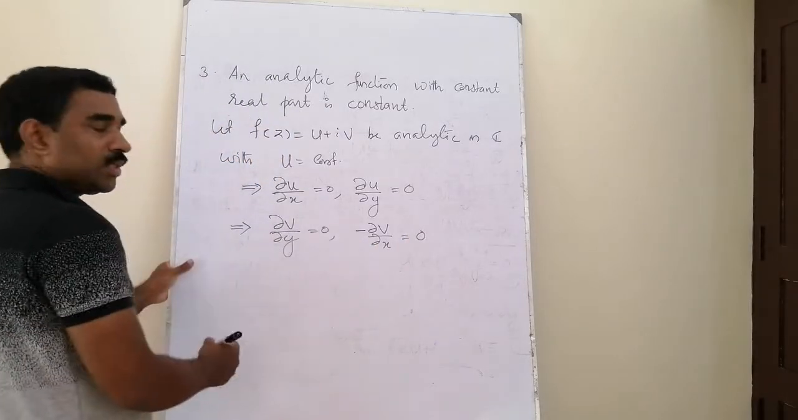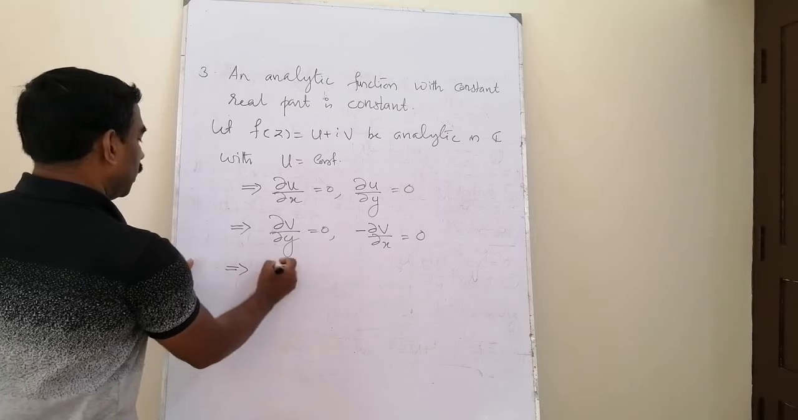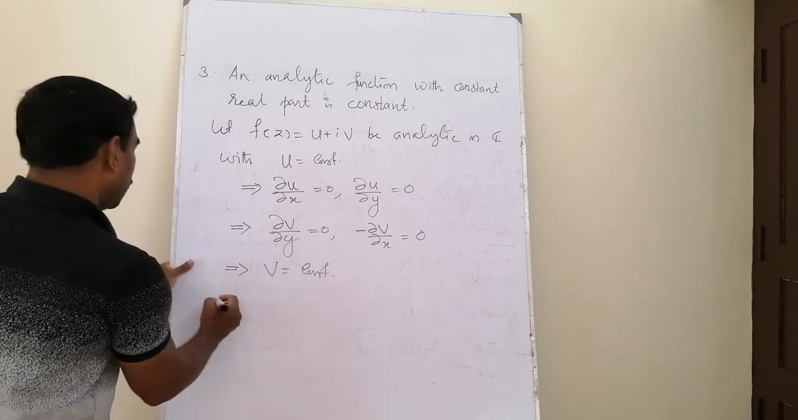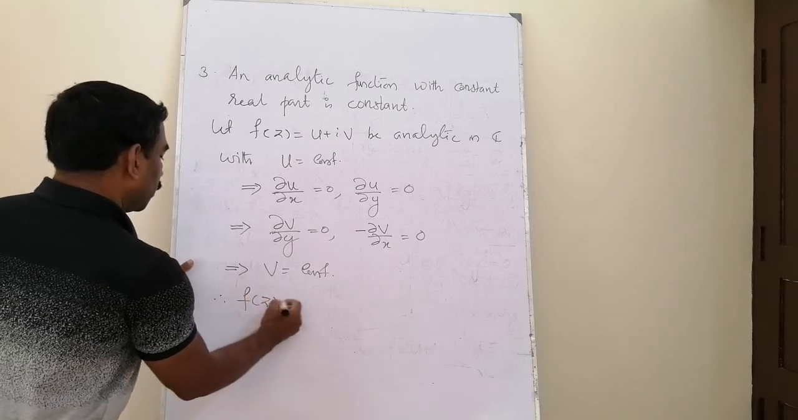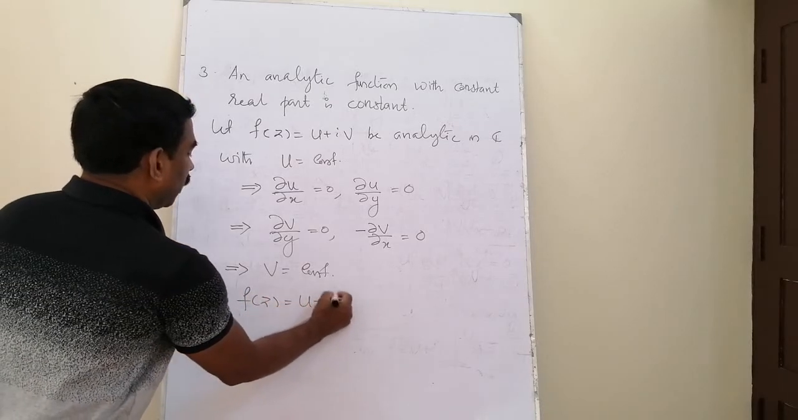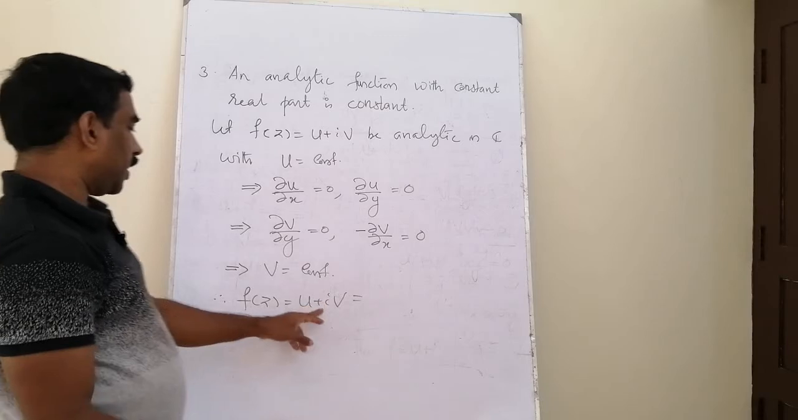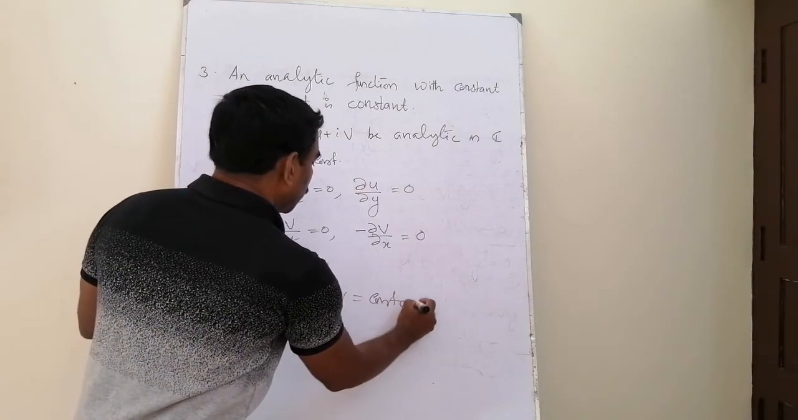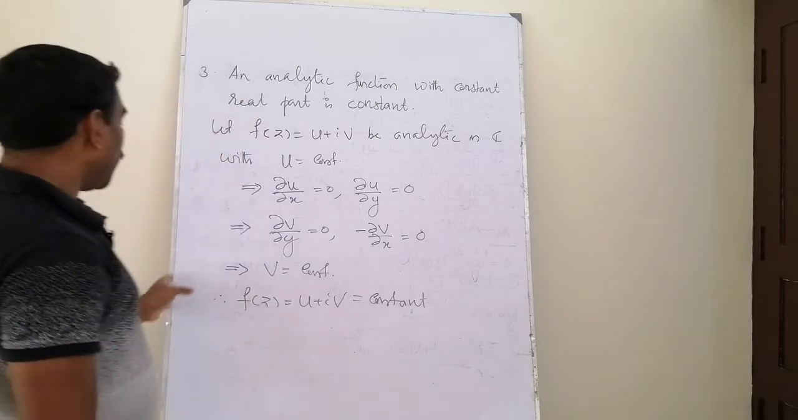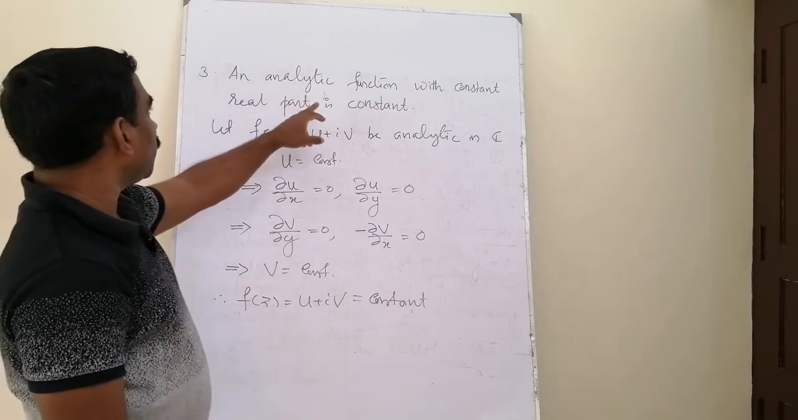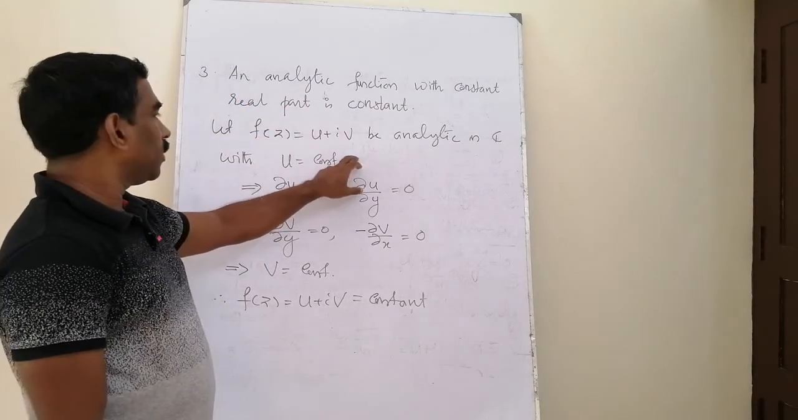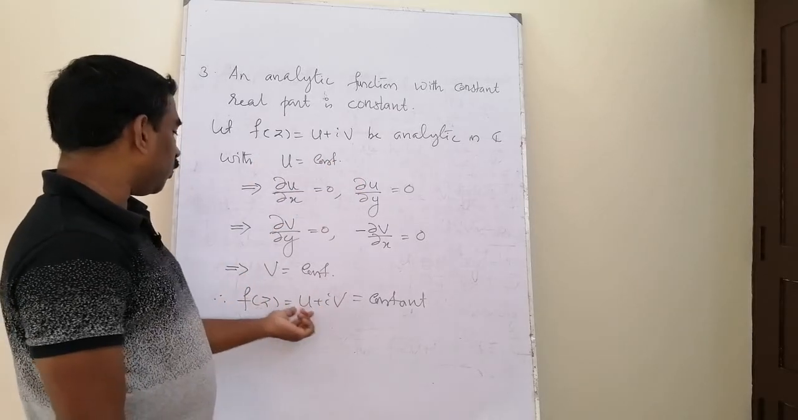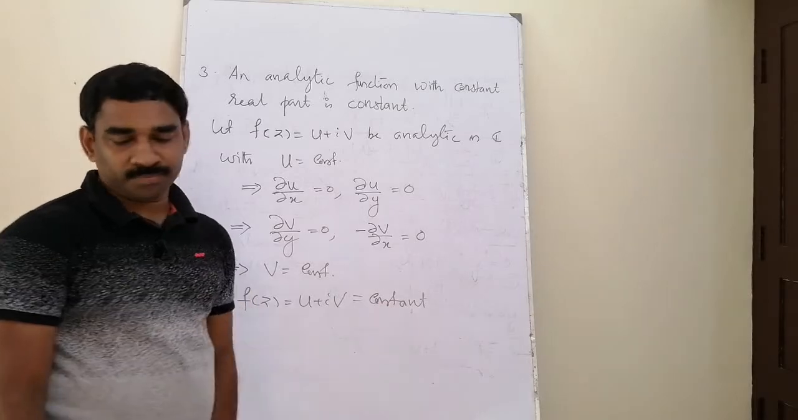Since vx is equal to 0 and vy is equal to 0, what about v? Then v is also a constant. Since u and v are constant, therefore our analytic function f z is equal to u plus iv is equal to a constant plus i into another constant, that is a new constant. So this is constant. And similarly we can prove that if f is an analytic function with the imaginary part constant, then using the same pattern we can show that f z is equal to u plus iv becomes a constant.